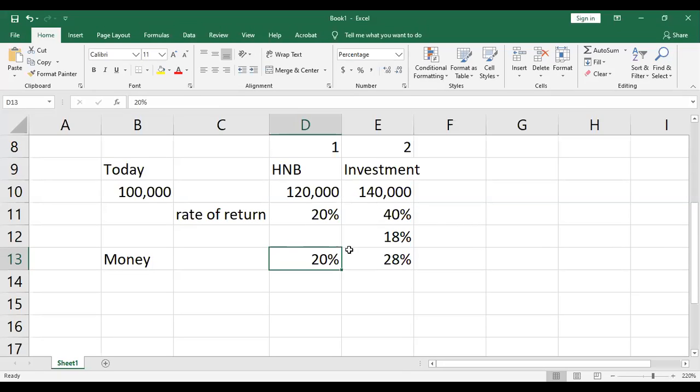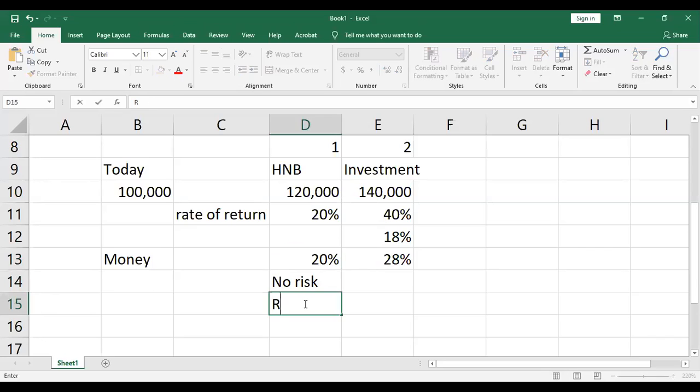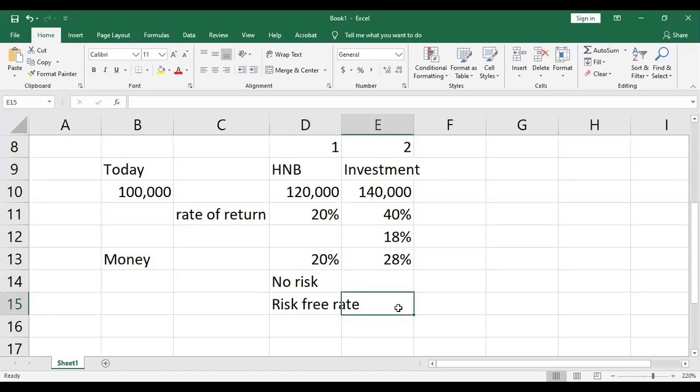So if you put the money in HNB, you will get 20%, but no risk. Even though there is no risk, you are expecting some return. So this rate is called the risk-free rate.